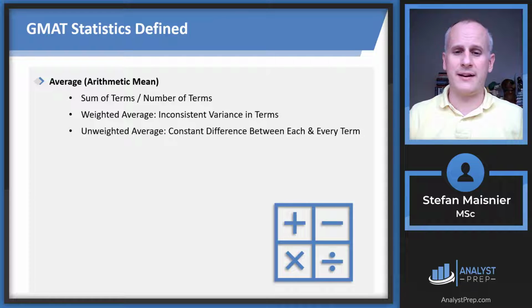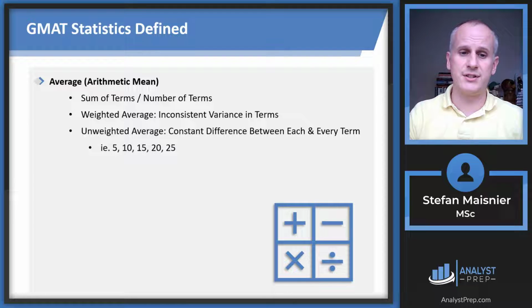So an unweighted average means that you have a constant difference between each and every term in your sequence, and that has some implications that the GMAT really likes to exploit. If you know some of the ins and outs here, you're going to have potentially faster paths to solving questions involving averages and, by extension, medians. For instance, 5, 10, 15, 20, 25 would be an unweighted sequence with an unweighted average because you've got a constant difference of 5 between 5 and 10, 10 and 15, 15 and 20, and 20 and 25.